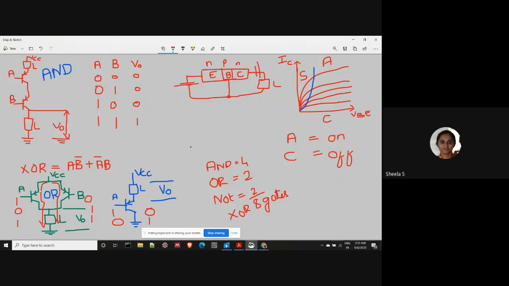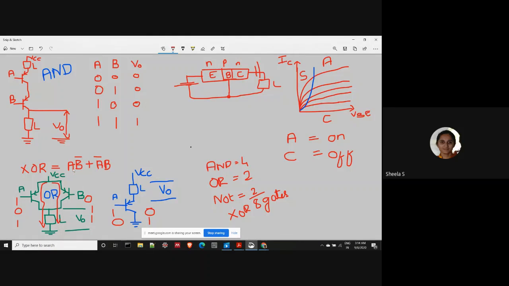Now, in order to implement XOR operation, how many transistors are required? Here we need to perform two inversions, that is A bar as well as B bar. So we need two NOT gates. For one NOT gate, one transistor, means for two NOT gates, two transistors.